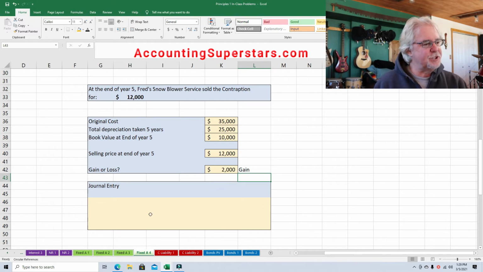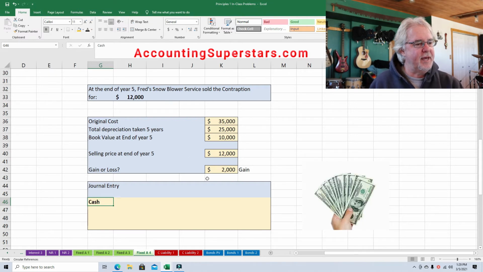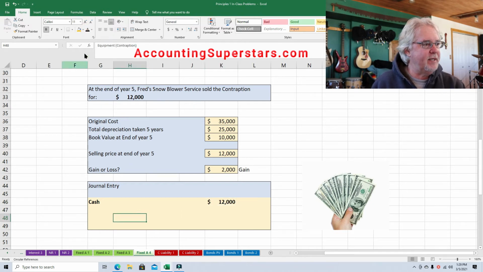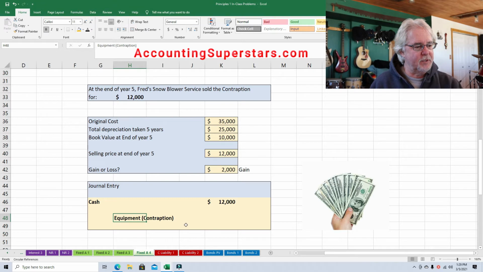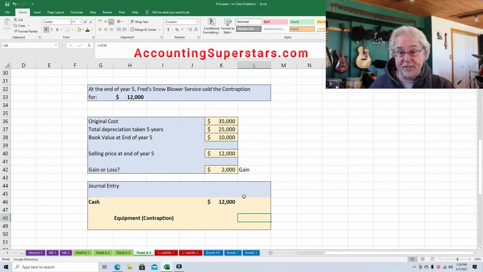So let's put in the journal entry, folks. The first thing here is that Fred is collecting cash. Look at that. He's collecting $12,000 worth of cash. Also, Fred is getting rid of this contraption. So there's the contraption, and we have to write it off at the original cost because it's sitting on our books at the original cost. Original cost, 35 grand right there.